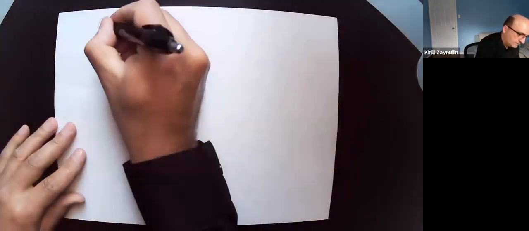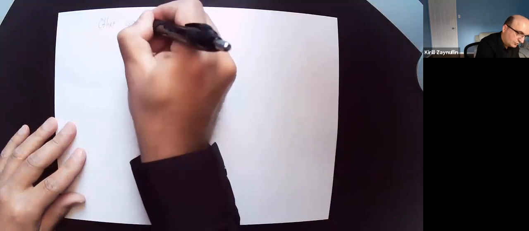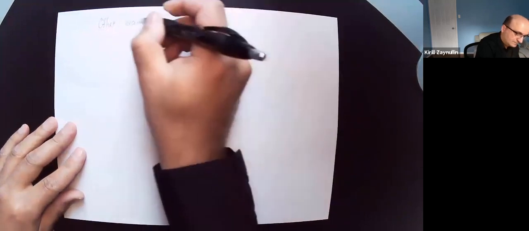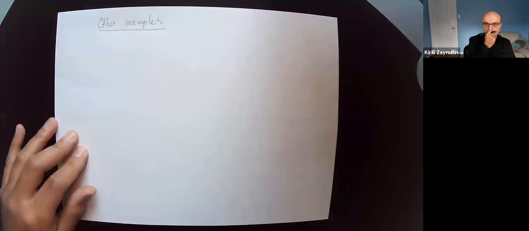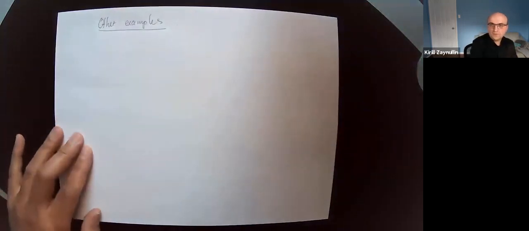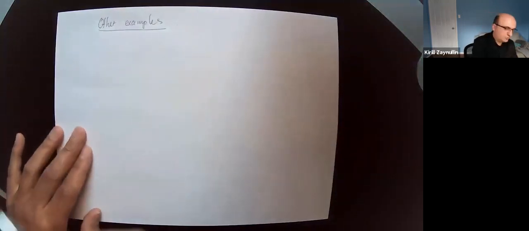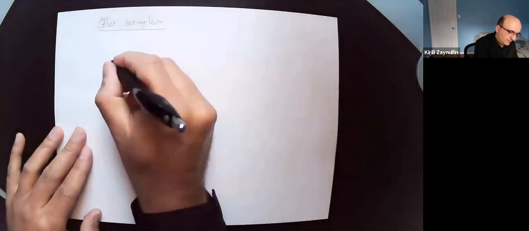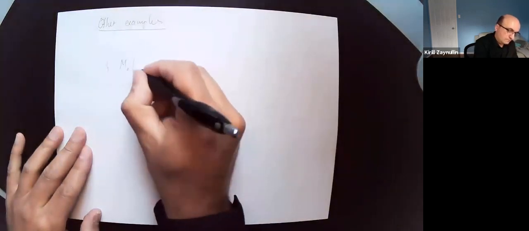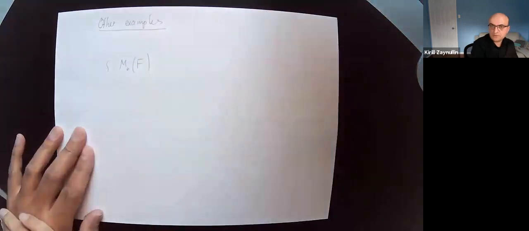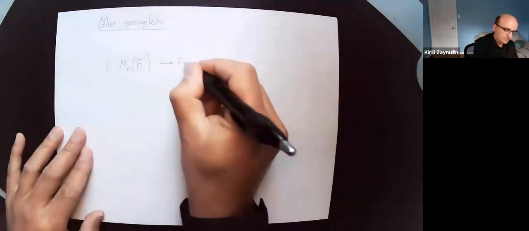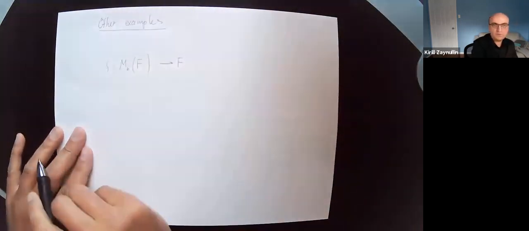So, other examples or non-examples. Well, let's look at this one. Let's look at f from the n by n matrices to the field F. And let's just look at the following function.